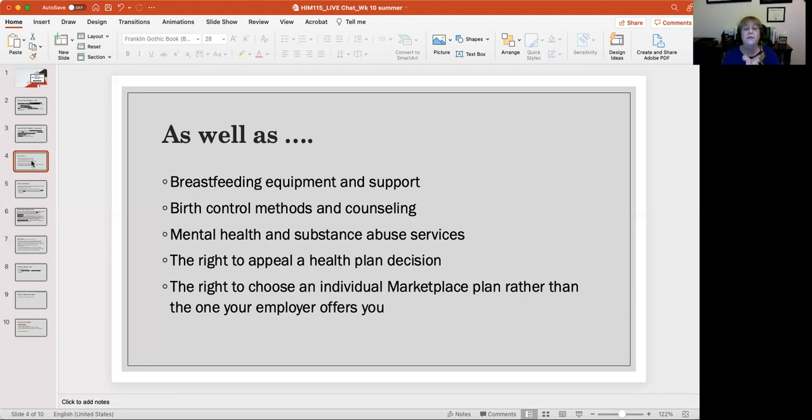And the last 5 little items that are additional benefits under Patient Bill of Rights from ACA: breastfeeding equipment and support can be provided, birth control methods and counseling free. Mental health and substance abuse services, very, very important.